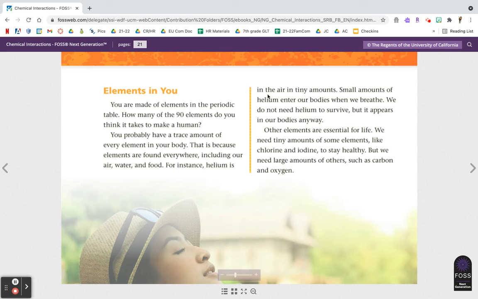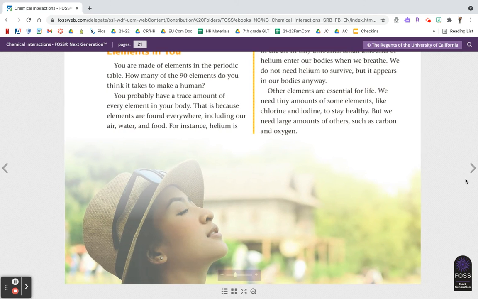For instance, helium is in the air in tiny amounts. Small amounts of helium enter our bodies when we breathe. We do not need helium to survive, but it appears in our bodies anyway. Other elements are essential for life. We need tiny amounts of some elements, like chlorine and iodine, to stay healthy, but we need large amounts of others, such as carbon and oxygen. Turn to page 22.